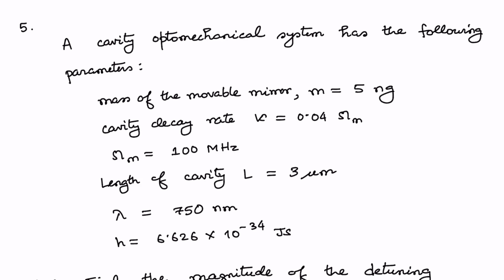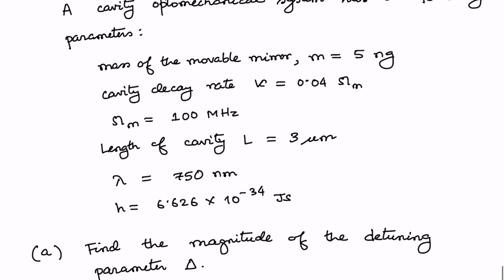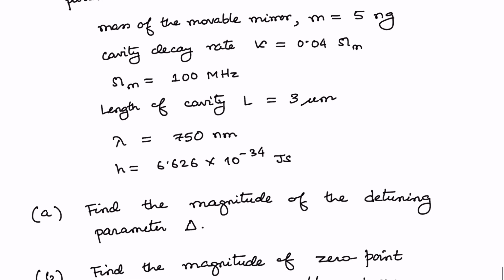Let us now work out this fifth problem. In this problem, a cavity optomechanical system is given with the following parameters. Mass of the movable mirror is 5 nanogram. Cavity decay rate κ is 0.04 times Ωm. Ωm is the resonance frequency of the mechanical oscillator, and Ωm is 100 megahertz. Length of the cavity is 3 micrometer. The wavelength of the laser is 750 nanometer.